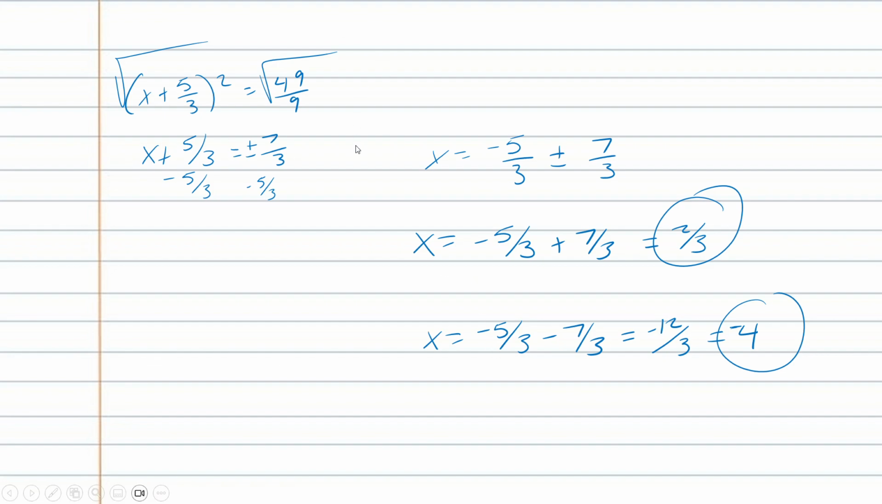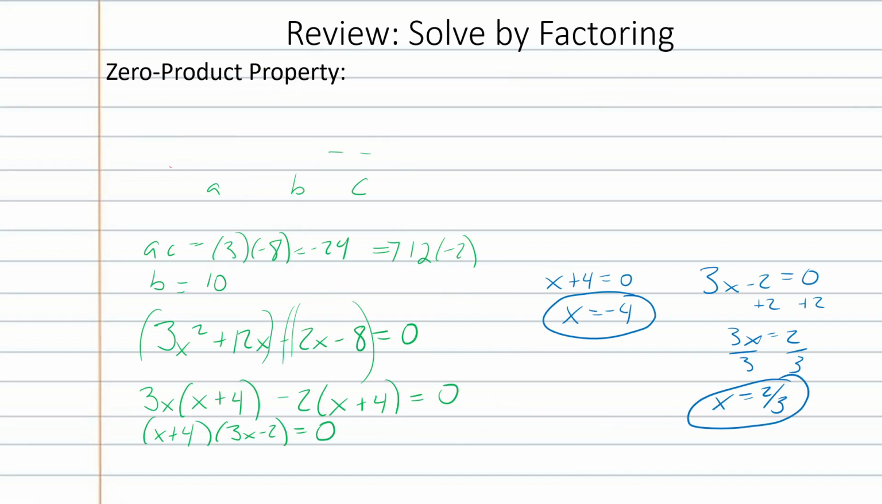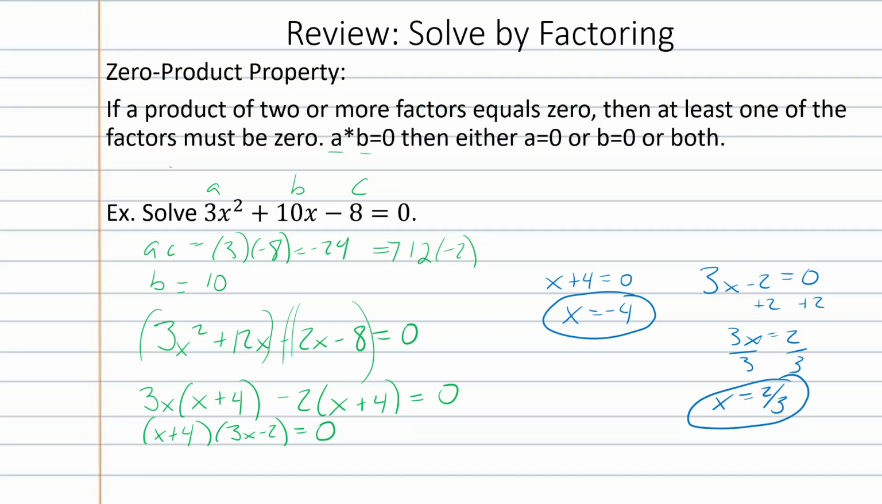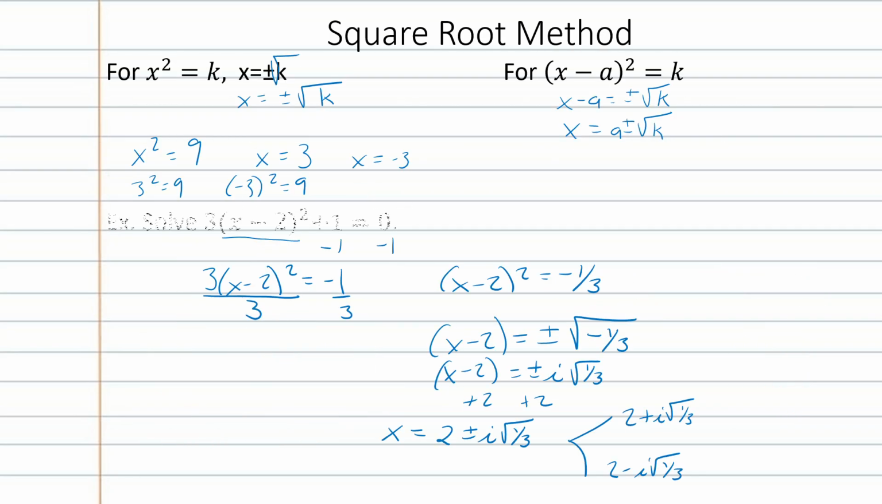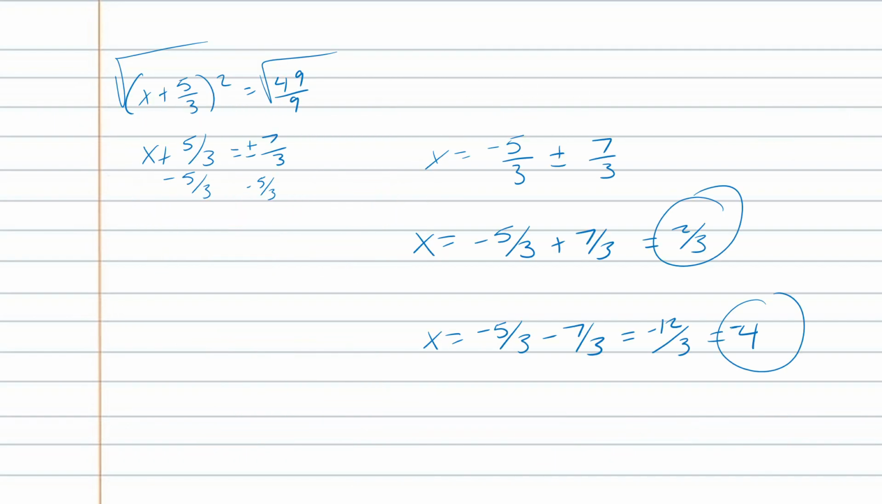Now, if you look back, this is the very same one that we did at the beginning of the lecture, where we actually solved it by factoring. x equals negative 4 and x equals 2/3. Right? All right.